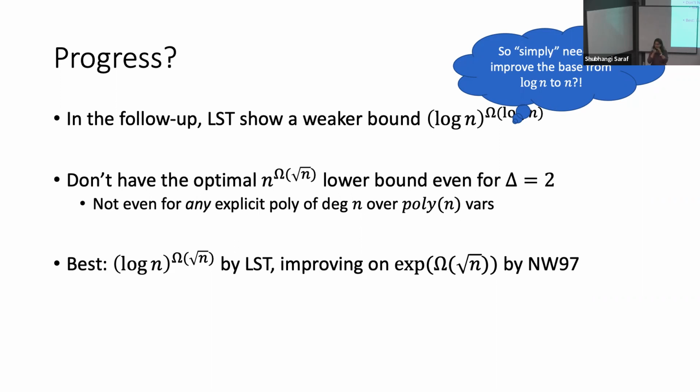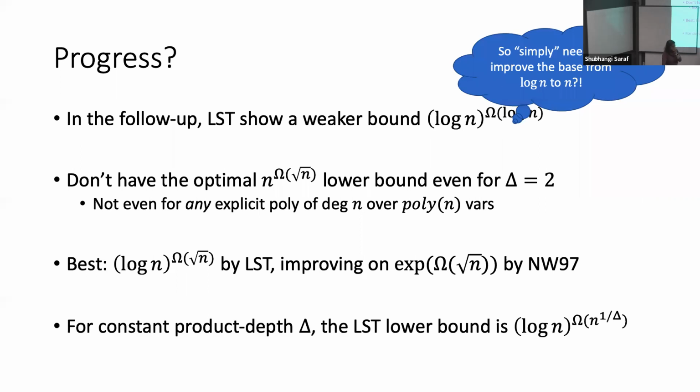Good. So we're looking at the optimal lower bounds for IMM. We don't know the optimal lower bounds in the set multilinear world, even for product depth 2. The best we knew was 2 to the root n, and LST made it log n to the root n. And for constant product depth delta, LST got log n to the n to the 1 over delta. Again, n to the n to the 1 over delta is the best you could hope for.